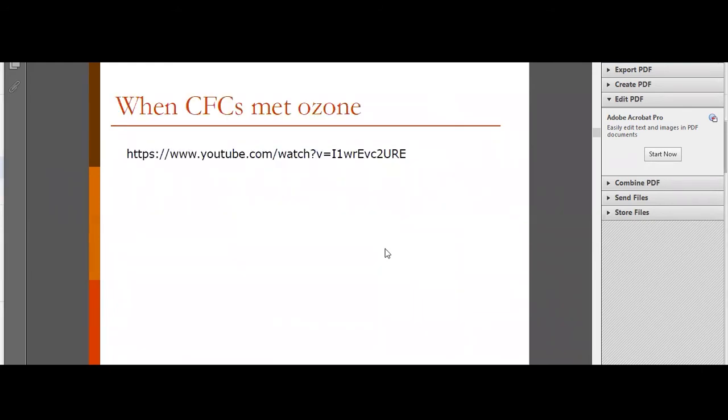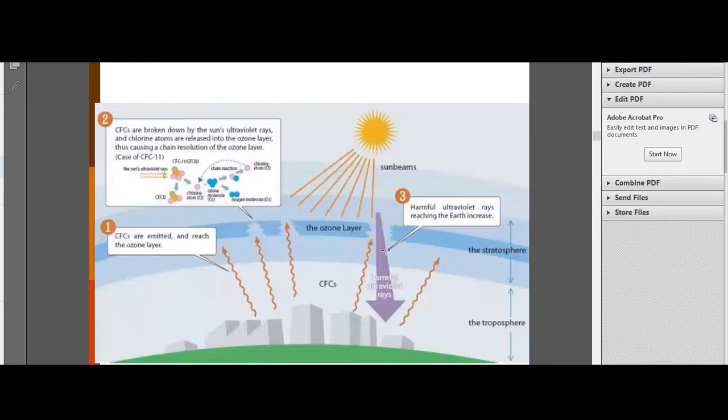Okay, you can also look at the effect of using CFCs, because this is very dangerous since it can damage and break down ozone. You can see how it destroys the ozone layer by this link. Okay, my internet connection is not good, so I cannot open this for all of you. So you can open it by yourself.